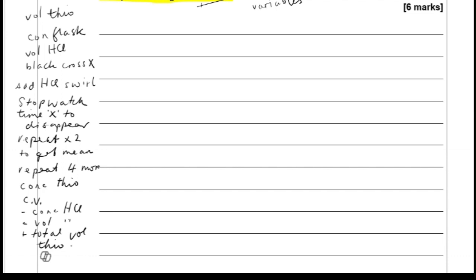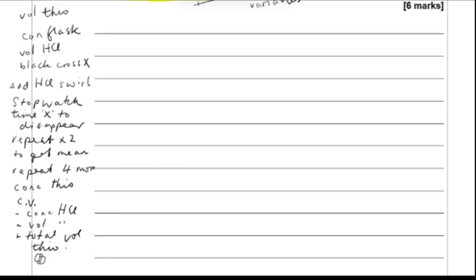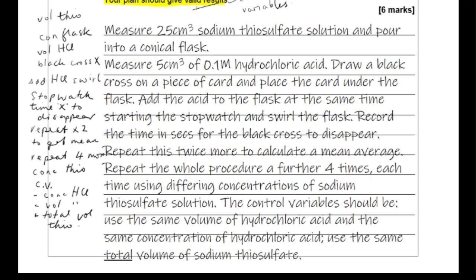Repeat this twice more to get an average mean. Repeat for at least 4 more different concentrations of the thiosulfate. Your control variables in the reaction are going to be the concentration of the hydrochloric acid, the volume of the hydrochloric acid, and the total volume of the sodium thiosulfate. Now we've got a plan, we just work through this, writing it out sentence by sentence till we've got our 6 marks.